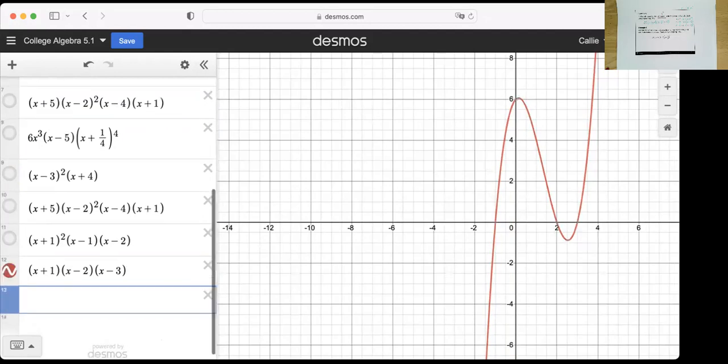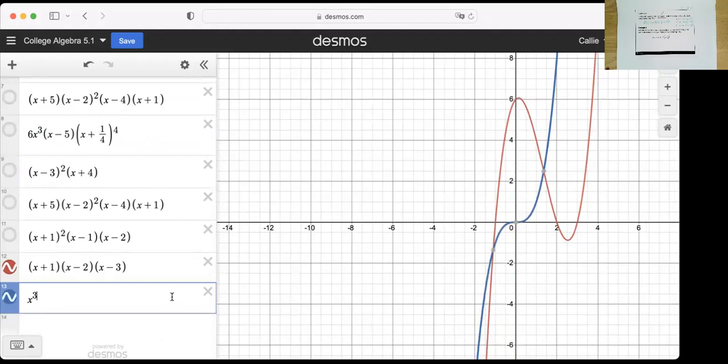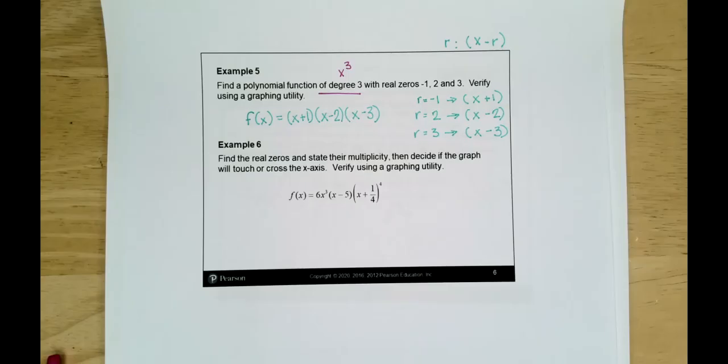We know it's a degree 3 because x cubed has the same pattern. There are 2 turns in x cubed, and x cubed goes from left to right in opposite directions. So it starts at negative y on the left, and then it ends with positive y on the right. So that's what it means by verify using a graphing utility. And we proved that the real zeros were -1, 2, and 3.